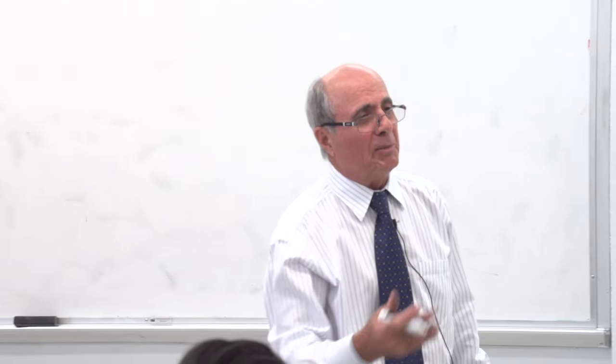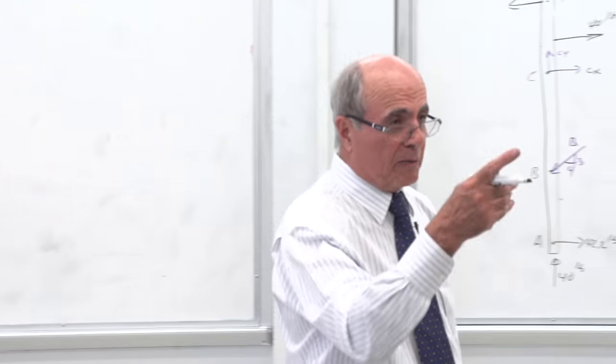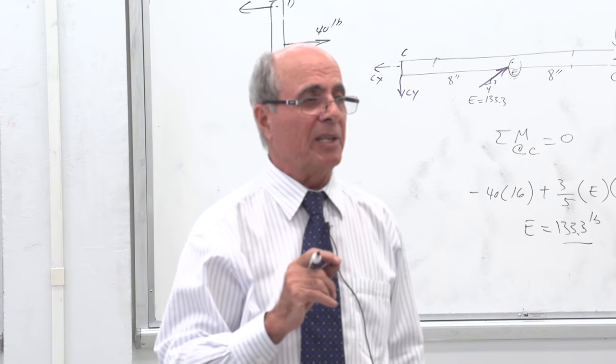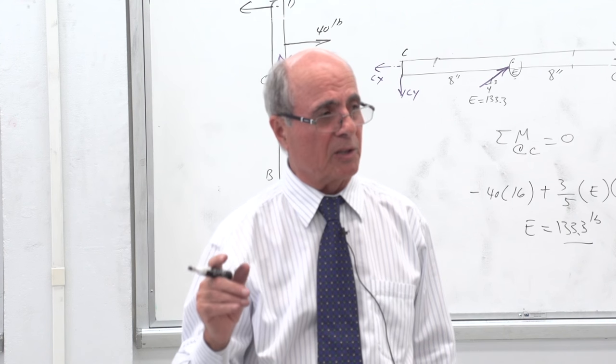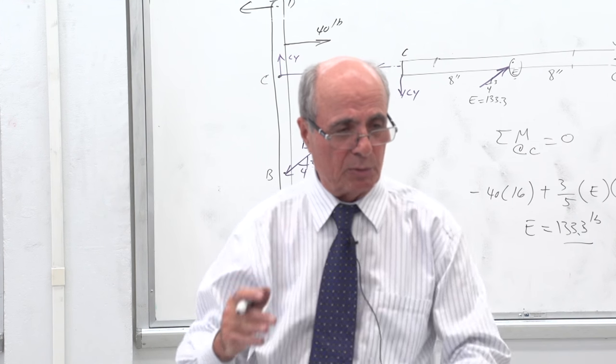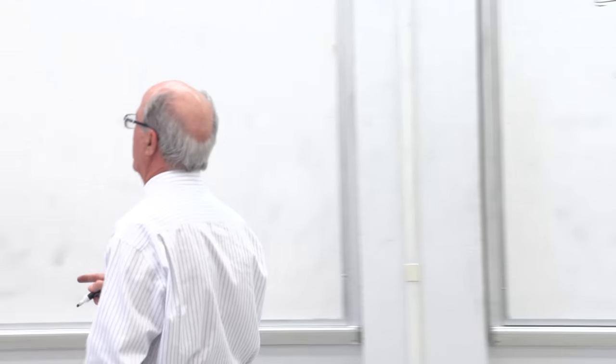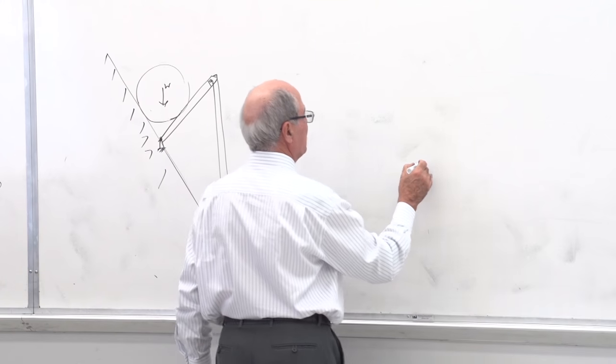How do you come up with a free body diagram? First, the free body diagram of the cylinder, which is the free body diagram of a particle. You can consider that because all the forces go through the center. So this is the correct free body diagram for this system.